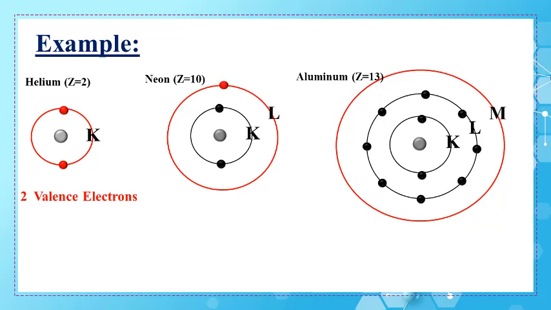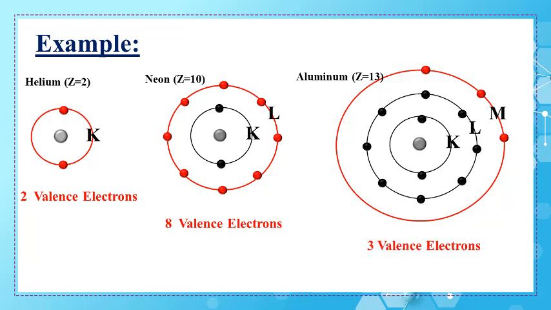For neon, 2 electrons will be distributed on the K shell and 8 electrons will be distributed on the L shell. Then the valence shell is L and the number of valence electrons is 8. For aluminum, having 13 electrons, 2 electrons will fill the K shell, 8 electrons will fill the L shell, and the remaining 3 electrons will fill the M shell. Then the outer shell is the valence shell, which is M, and the number of valence electrons is 3.